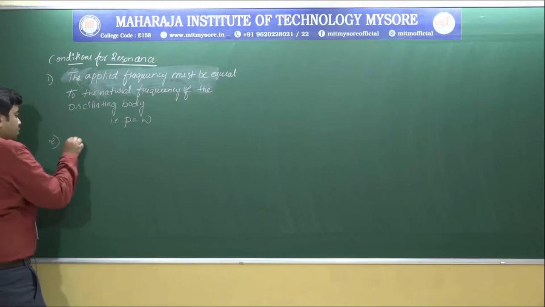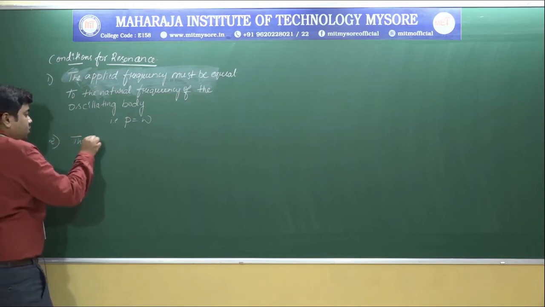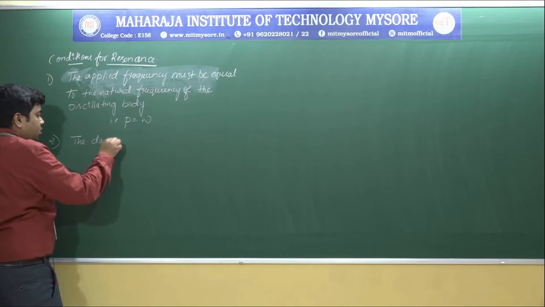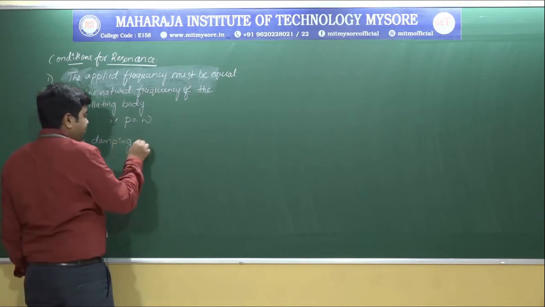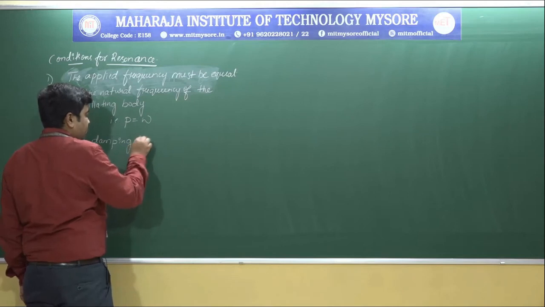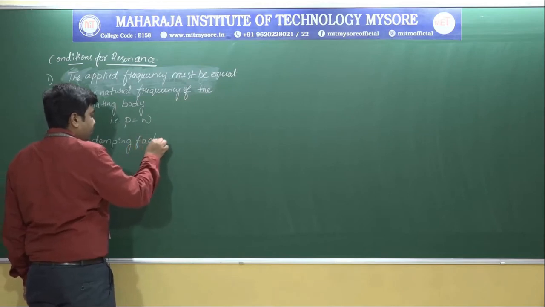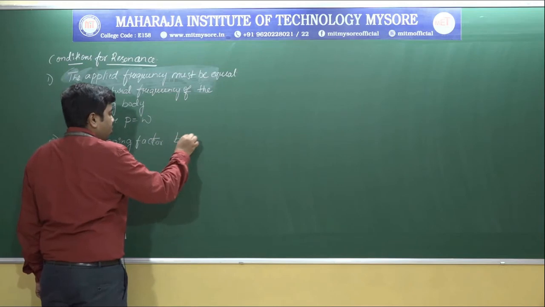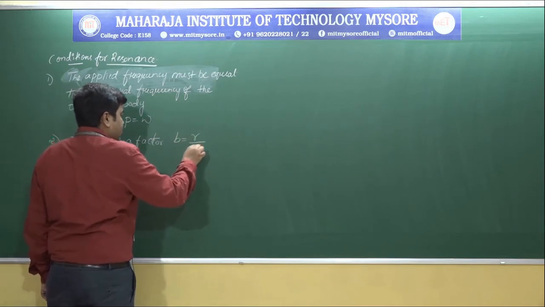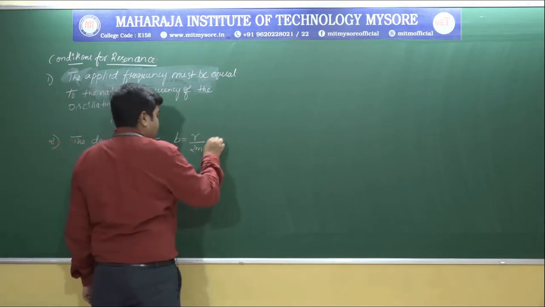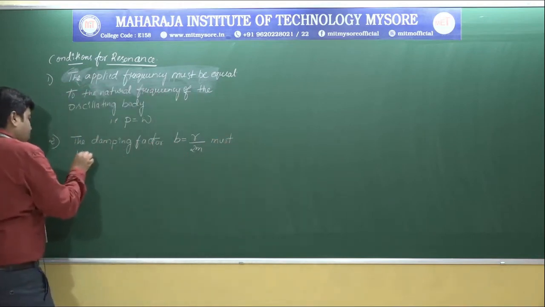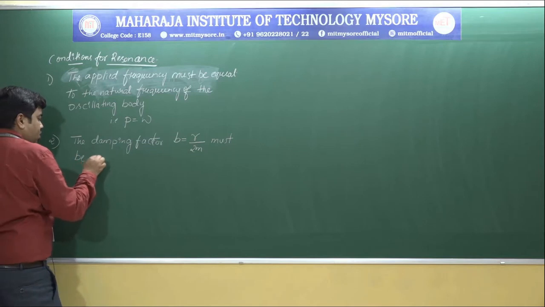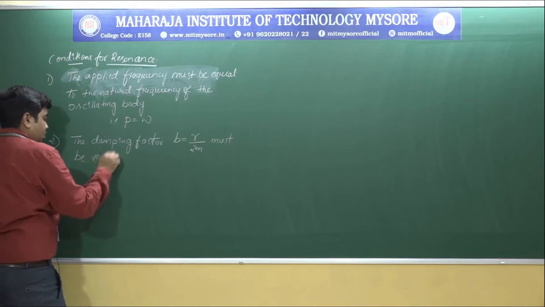and the second one is the damping factor, b is equal to R by 2m, must be very less.